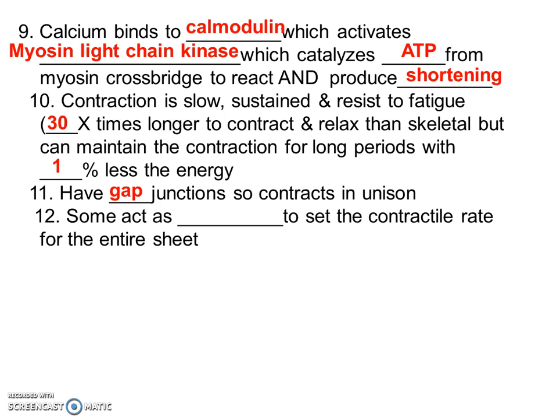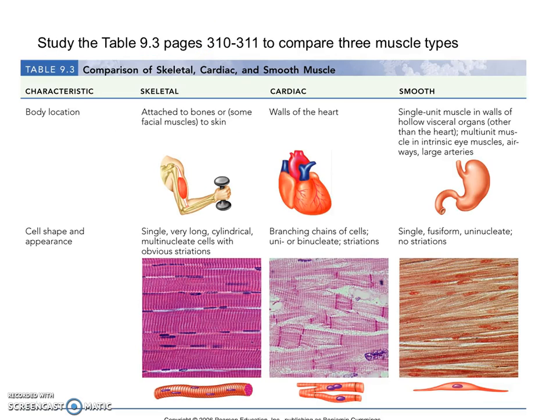Some of them have gap junctions between the cells so that the cells contract in units. Some of them have pacemaker cells so that it can send a contracting impulse at a certain pace. For example, in your stomach, you have pacemaker cells that send a peristaltic wave from the beginning of your stomach to the end of your stomach so many times a minute to mix your food.